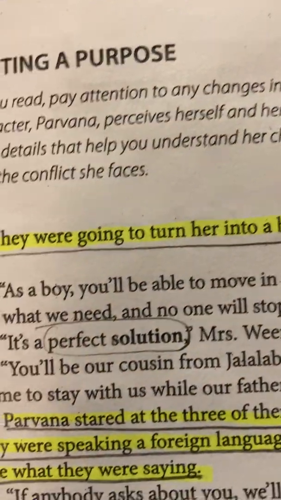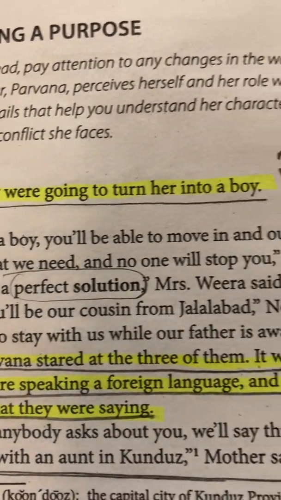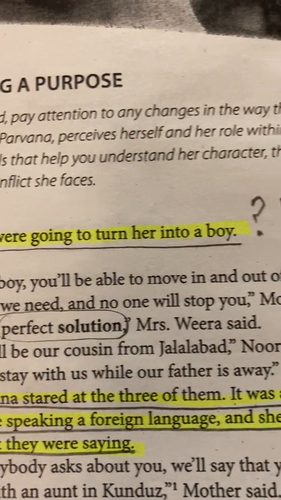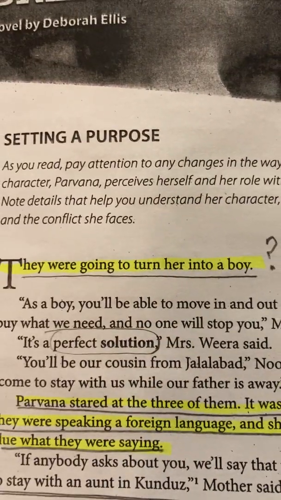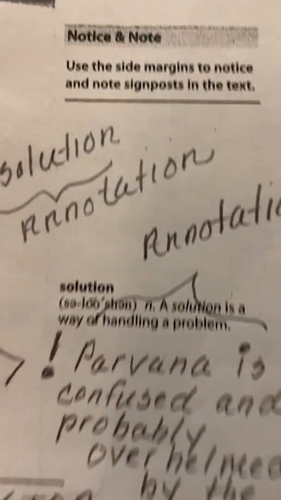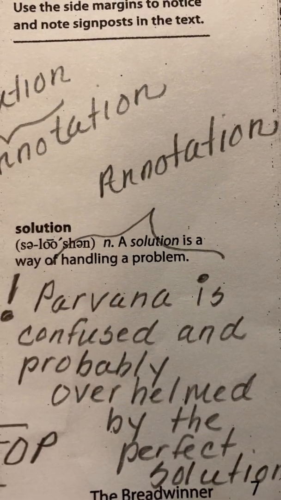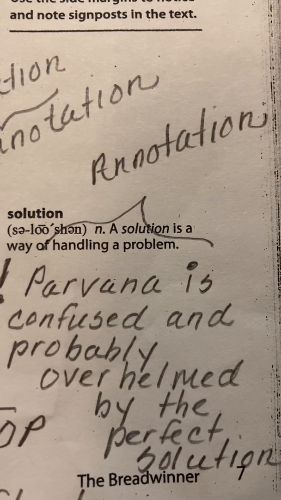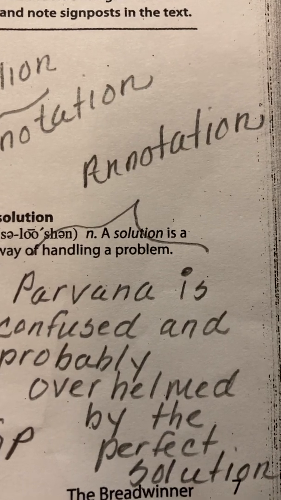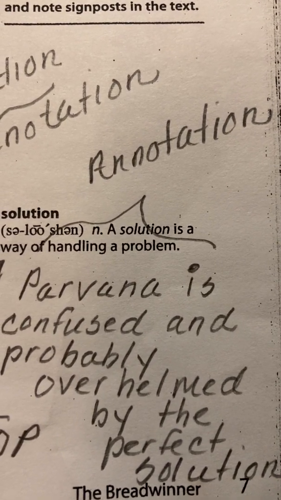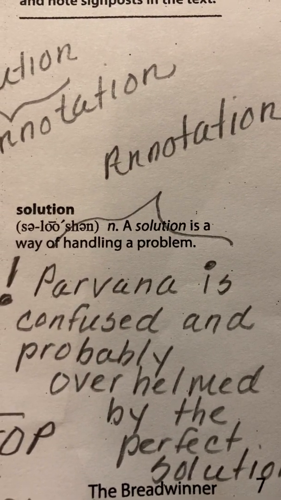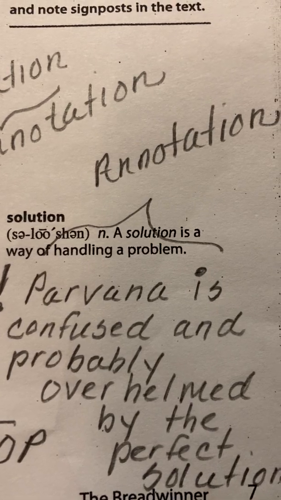So here, my first annotation was here where I stopped earlier, and I said, is that their solution? And then I highlighted and underlined, Parvana stared at the three of them. It was as though they were speaking in a foreign language, and she didn't have a clue what they were saying. So here, my annotation was the exclamation mark, and it says, Parvana is confused and probably overwhelmed by the perfect solution. Now, she hears them talking, but she has no clue what they're saying because it's as if they're talking in a foreign language. She doesn't understand what they mean by turning her into a boy.